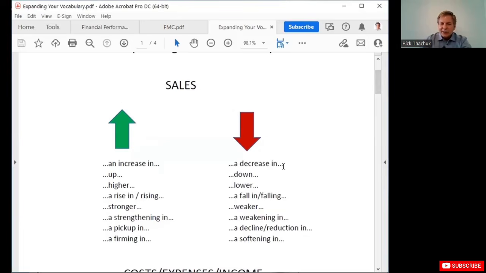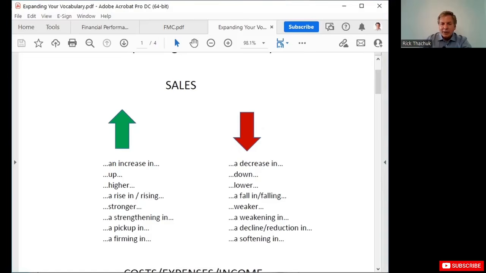So we can say a slight decrease in revenues or down slightly or slightly lower, a slight fall in revenues or revenues fell slightly, slightly weaker, a slight weakening in revenues, a slight decline or a slight reduction in revenues, a slight softening in revenues. So you may use any of these descriptive words to describe the decline in revenues, but we need to put the word slight in there.